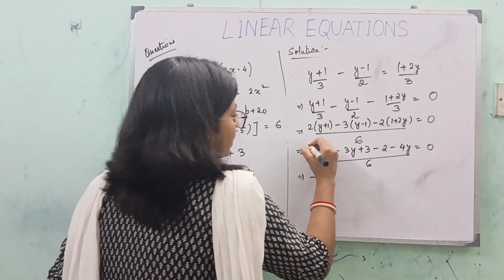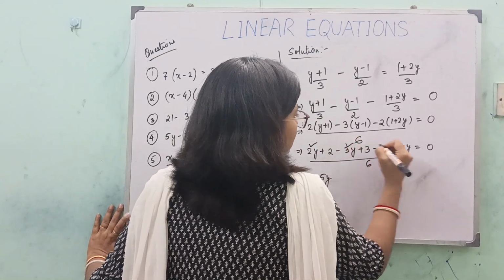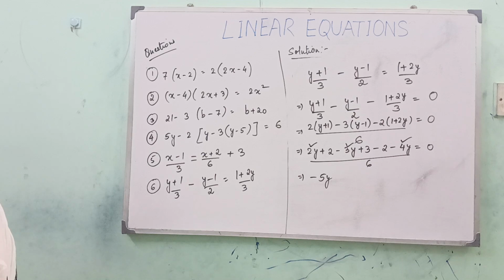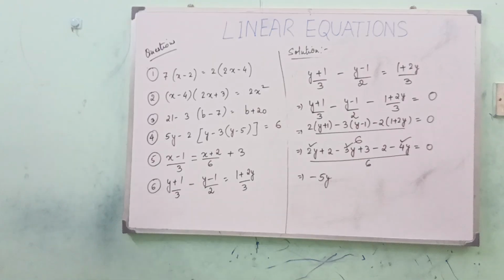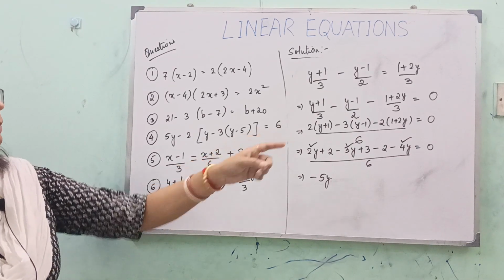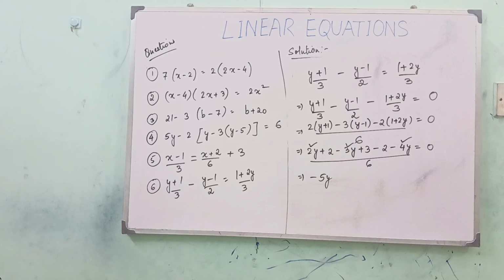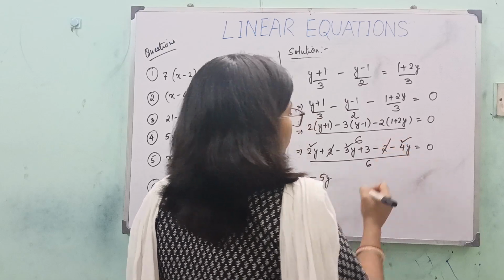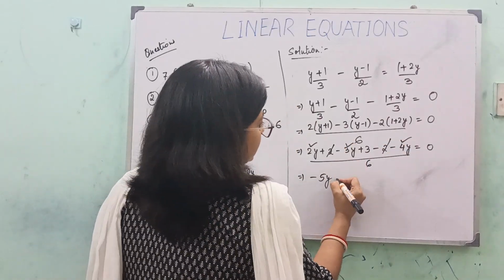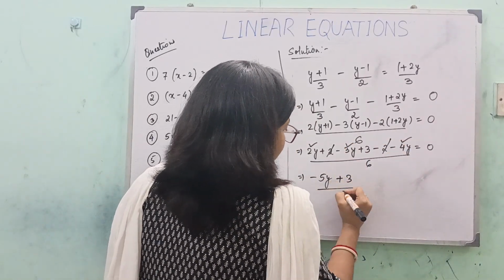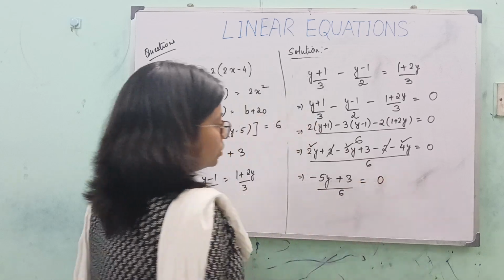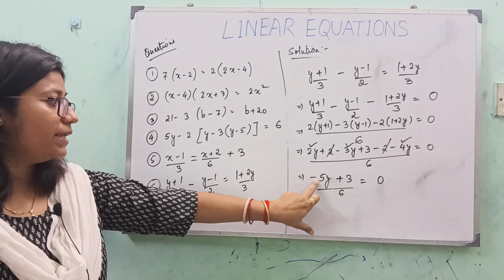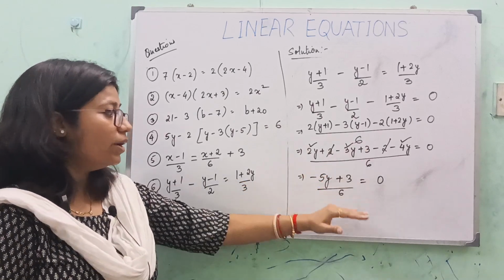What were the terms containing y? This and this. So these 3 terms are containing the y. So 2y minus y is minus y. Minus y minus 4y is minus 5y. Coming to the constants, you see a plus 2 and a minus 2 becomes 0. So we have a plus 3 over here only, divided by 6 equals 0. So now we have minus 5y plus 3, the whole divided by 6.